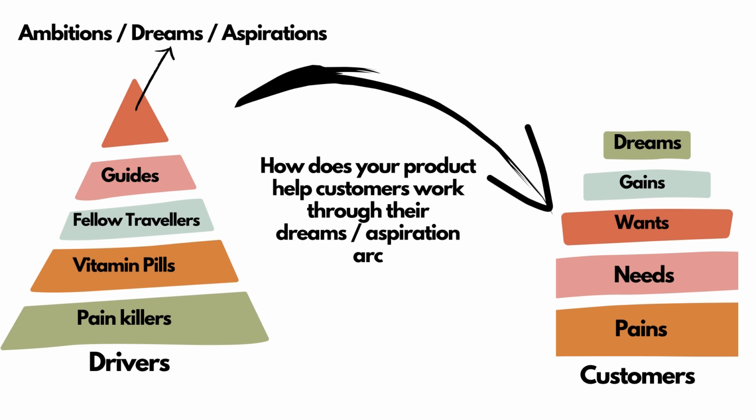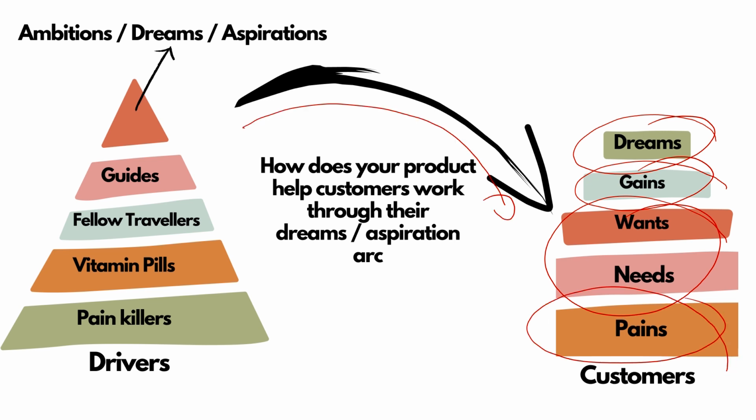Connection is a function of your ability to understand that your customer has a path. Your customer has a life arc. That life arc leads to dreams. That life arc leads to gains that they're seeking, wants and needs that they have, and pains that they're suffering as customers. A large part of these elements are driven by their ambitions, their aspirations, and their dreams.